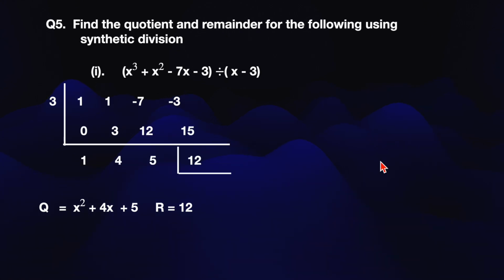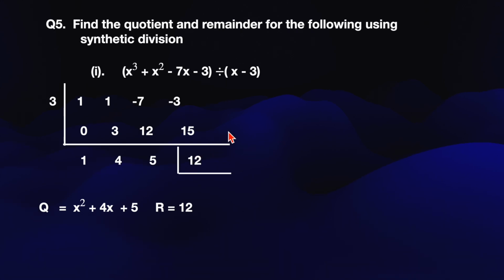So here it is. First I wrote 0 here, added it, I got 1. Then 3 into 1 I'm writing here. Then I'm going to add it, I get 4. Then 3 4s are 12, write it here and add it. Minus 7 plus 12 is 5. Write down the number 5 here. Okay, then multiply. 3 5s are 15, write it and add it. You get 12. Minus 3 plus 15 is 12.